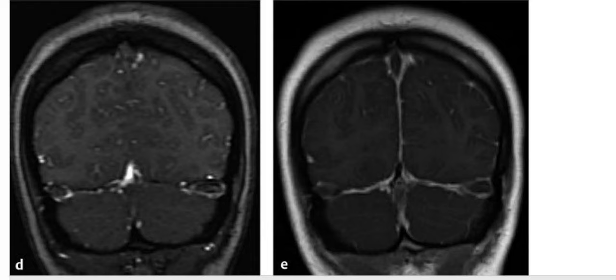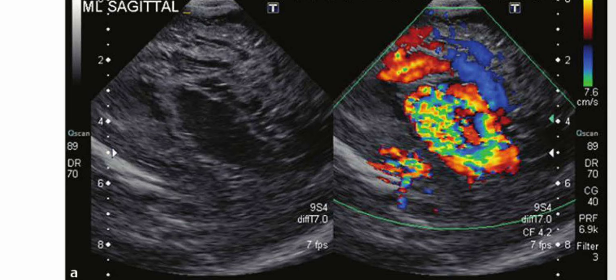This is a case of venous sinus thrombosis. Because venous sinus thrombosis is hyperdense on unenhanced CT and the empty delta sign is noted on the enhanced CT venogram. This is a 2-day-old boy presenting with congestive heart failure. And these are the ultrasound images.